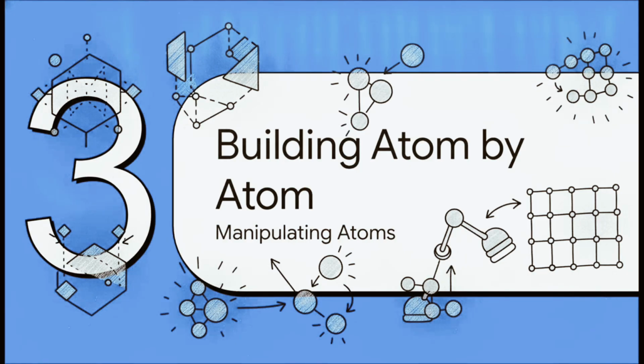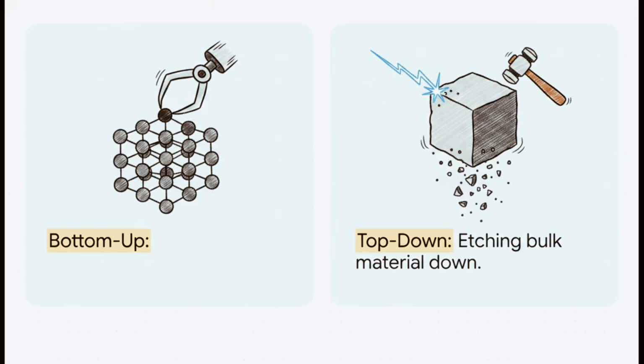Section 3. Building atom by atom. The mechanics of manipulating atoms directly. Okay, so how do we actually create these incredible materials? There are two primary methods, and they're basically perfect opposites. On one side, we have the bottom-up approach. Think of this like building with microscopic Lego bricks. Atoms and molecules are meticulously assembled literally one by one to construct intricate structures.